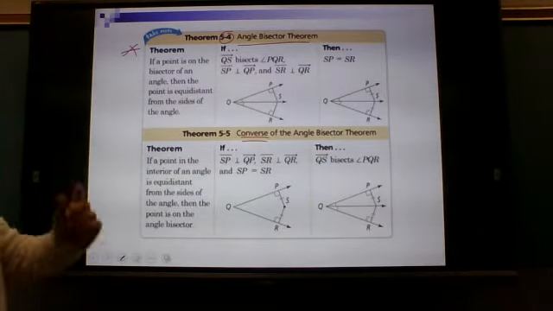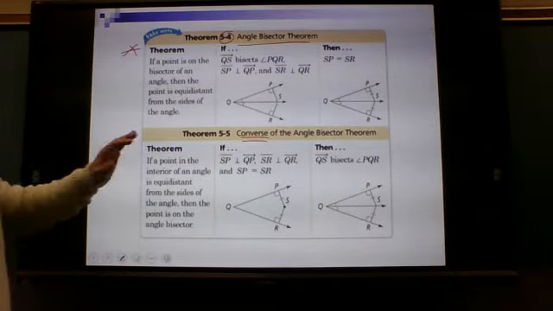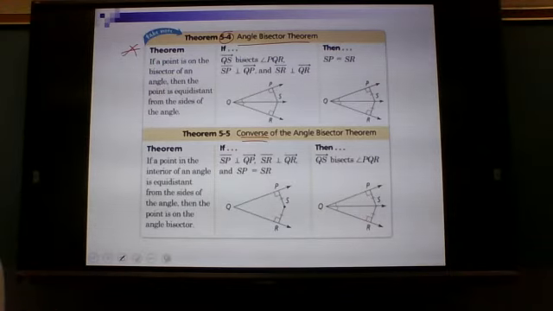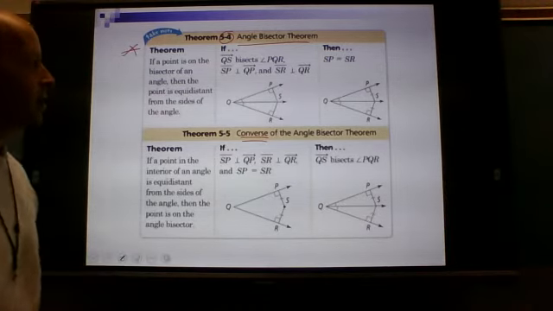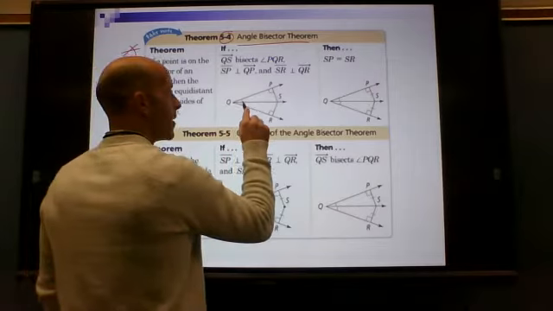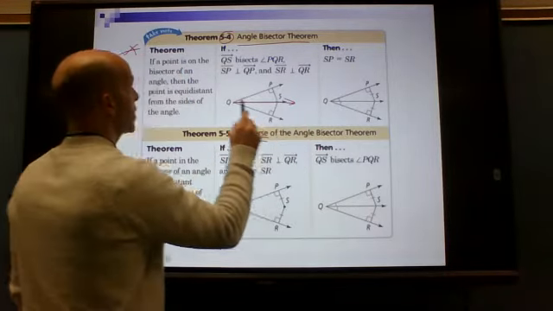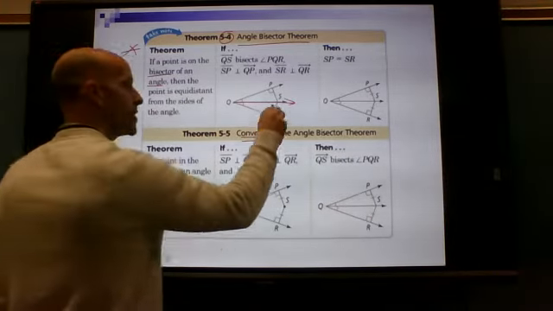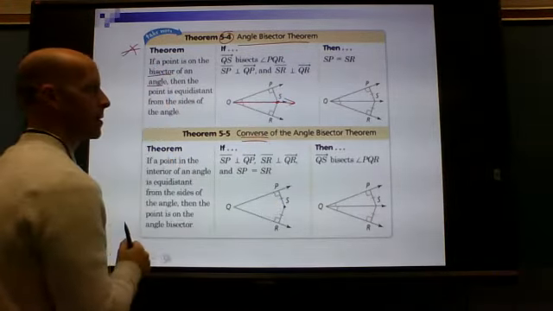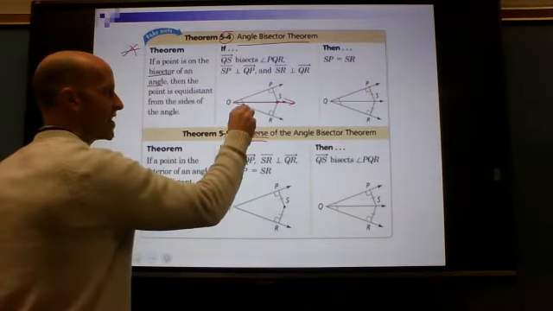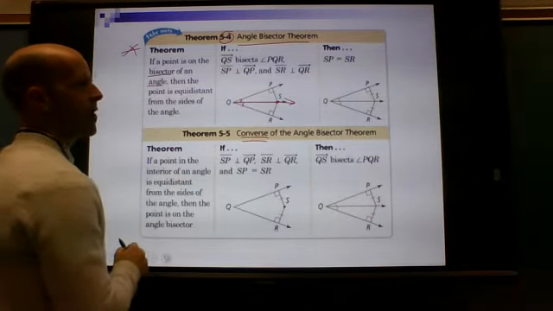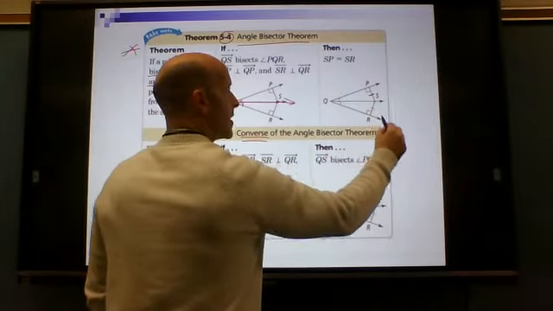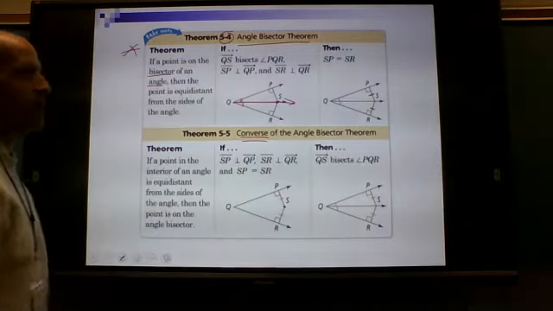Here's what the angle bisector theorem says. It says if a point is on the bisector of an angle, then it is equidistant from the sides of the angle. So this is saying almost the same thing as the last theorem. If this ray right here, ray QS, is what we call an angle bisector, and then we pick some point S on it, by the way, angle bisector means that this angle is congruent to this angle, then it turns out that this distance and this distance have to be the same.